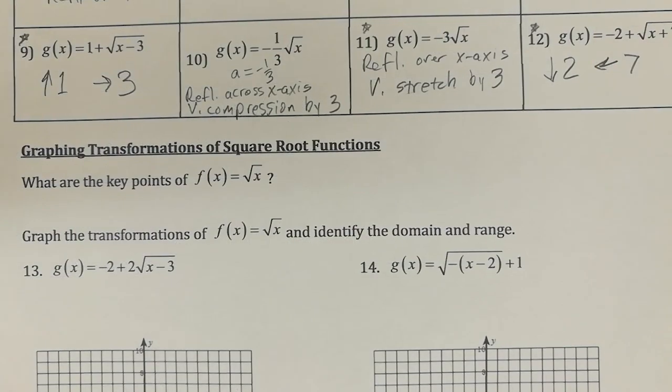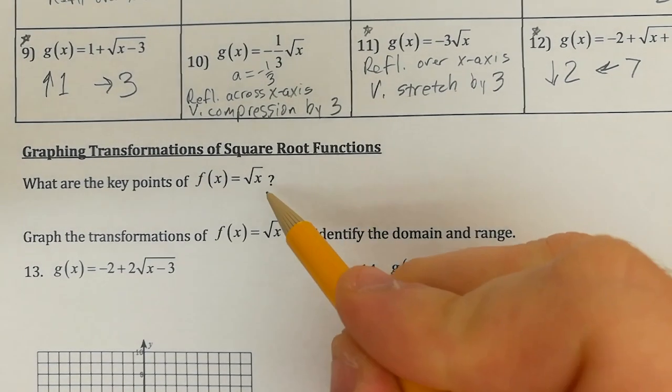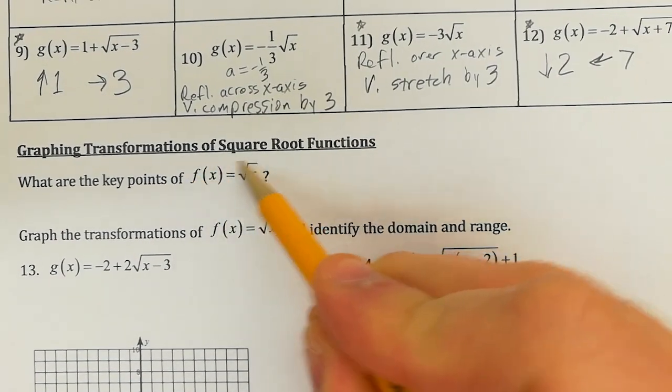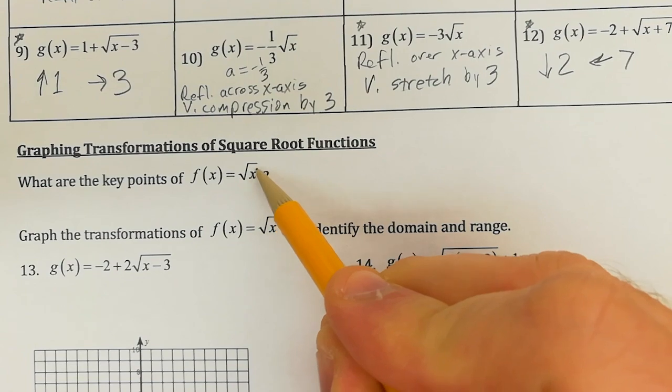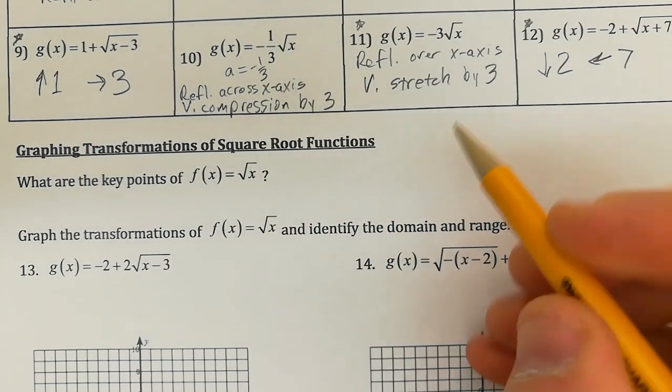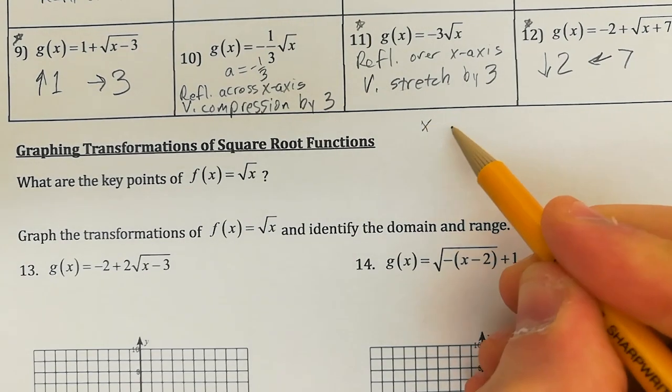So let's actually graph some transformations of square root functions now. Let's think about the parent function here, which would just be the most simple square root function, just square root of x. What would be the key points? Let's write out its table here.